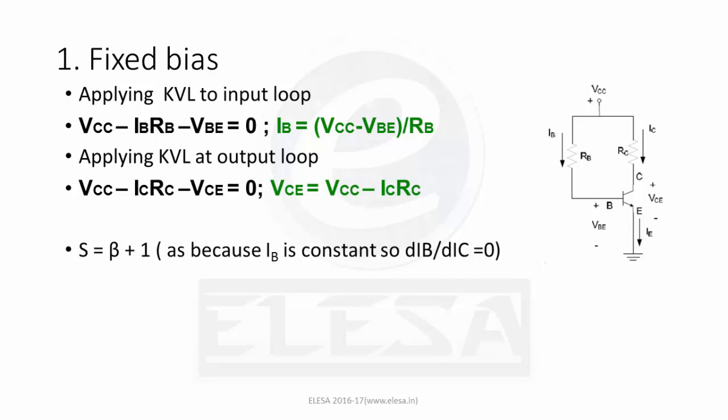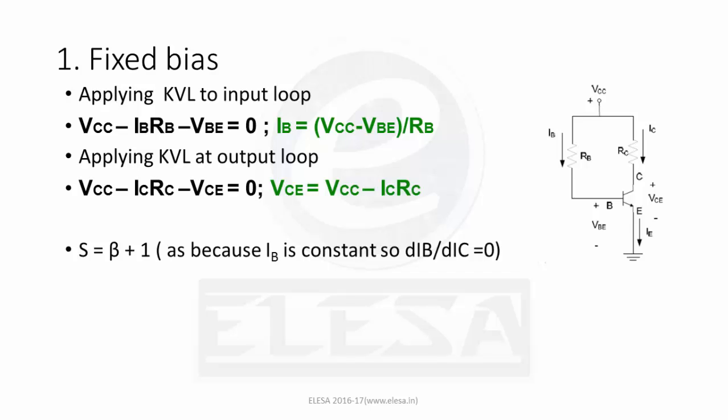In fixed bias, we use a single power source for both the collector and base of a transistor. By applying Kirchhoff's voltage law to the input loop, we get VCC minus IB RB minus VB equal to 0. That is, IB equal to (VCC minus VB) by RB. From that, IC equal to beta times IB we can easily find. Then apply Kirchhoff's voltage law at the output loop. Then we get VCC minus IC RC minus VCE equal to 0, that is VCE equal to VCC minus IC RC. Then we get both IC and VCE, that is the operating point.